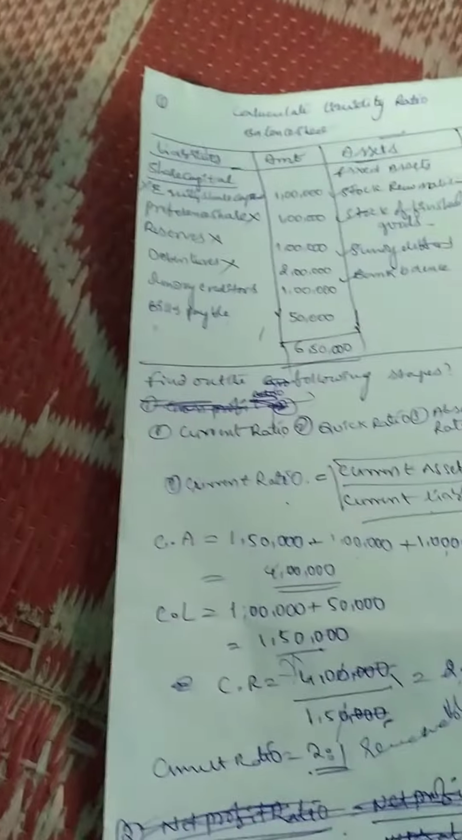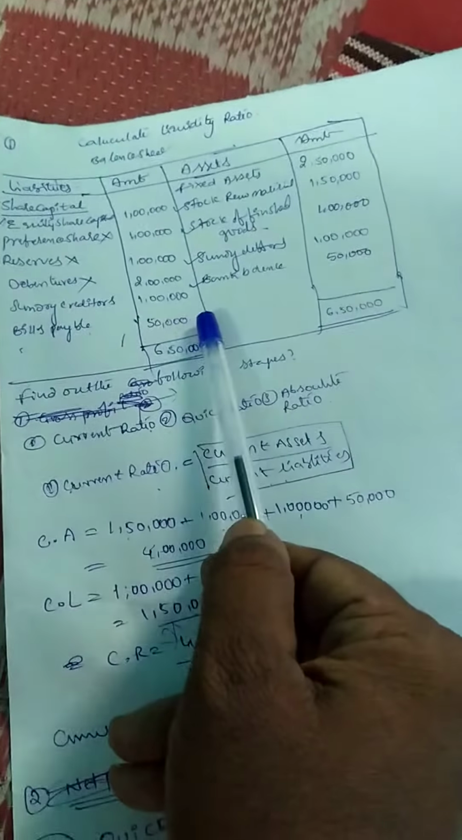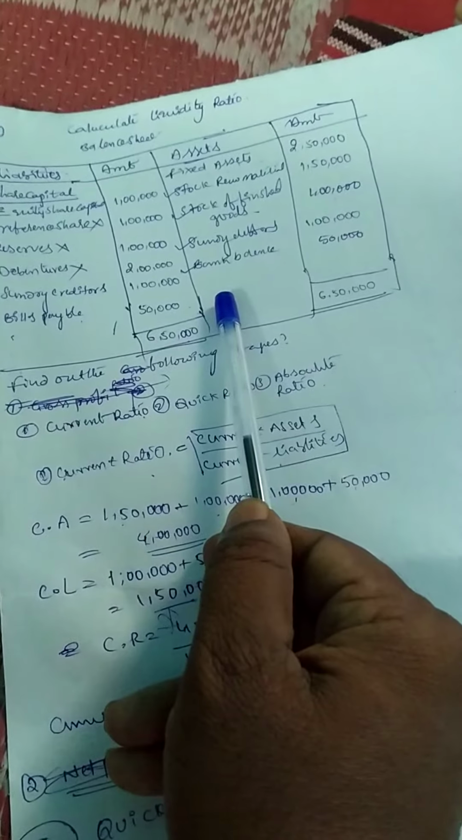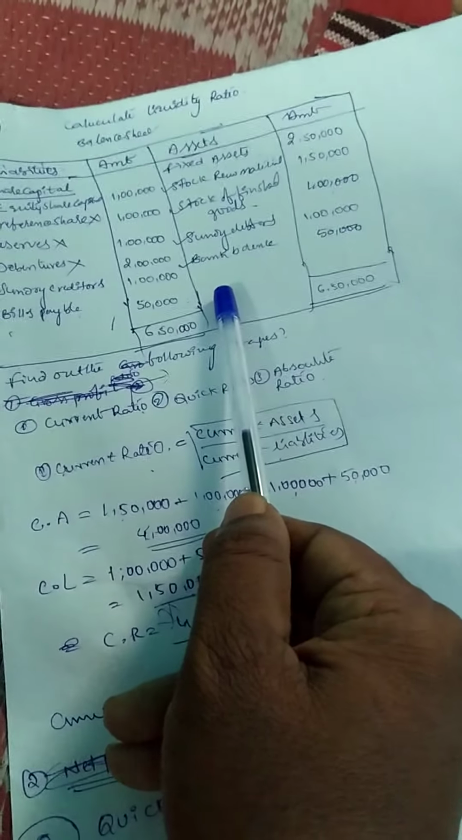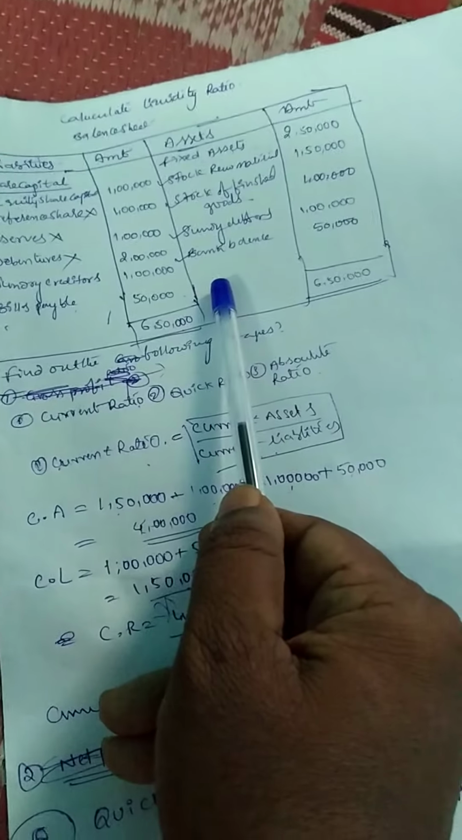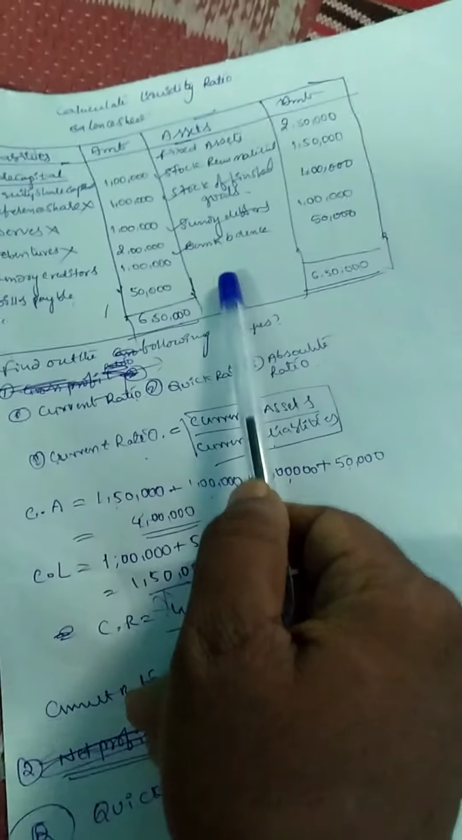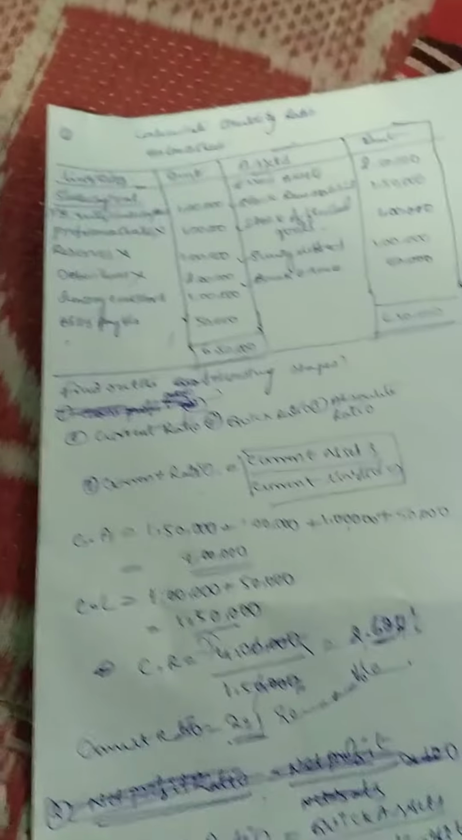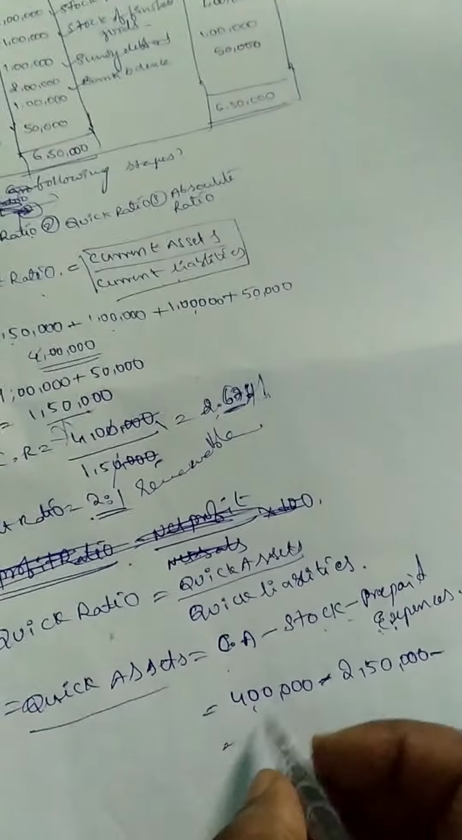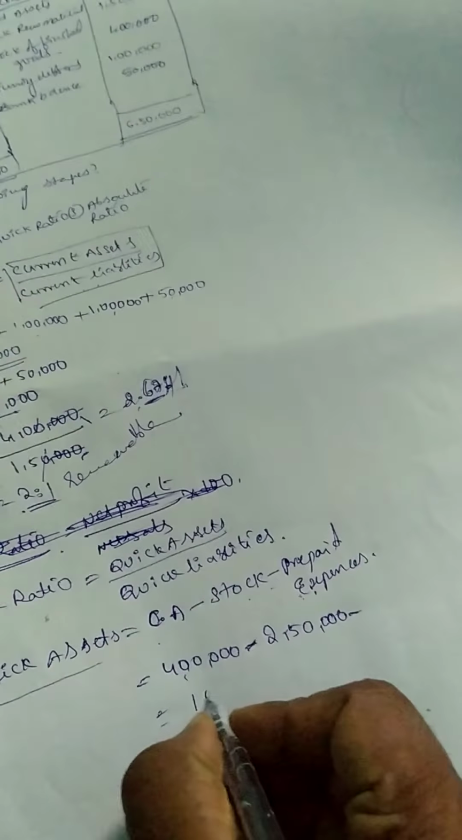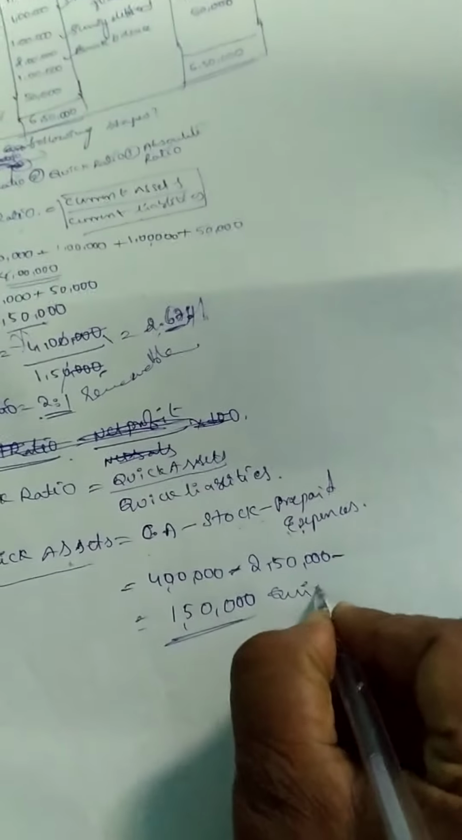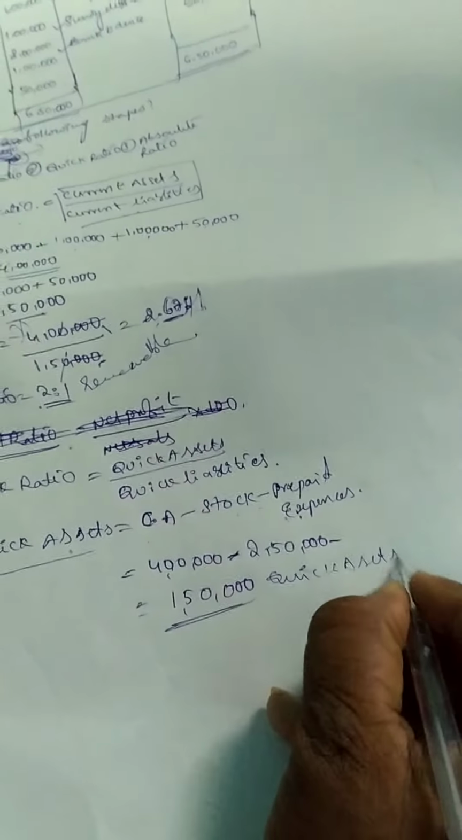So how much minus any prepaid expenses? Any prepaid expenses in this problem? No prepaid expenses. Prepaid expenses is nothing but paying any expenses in advance. That is called prepaid expenses. We did not pay any advance, so that's why we didn't write it in this problem. So 4 lakhs minus 2,50,000, we get the answer 1,50,000, which is the quick assets.